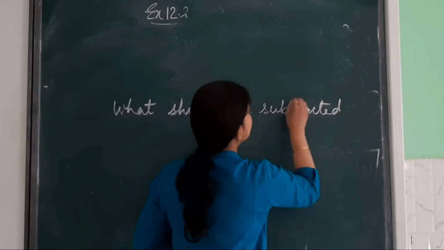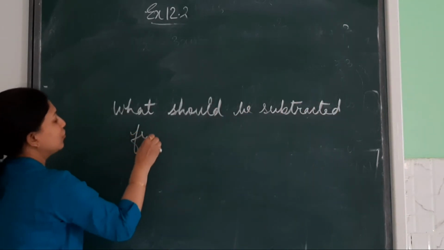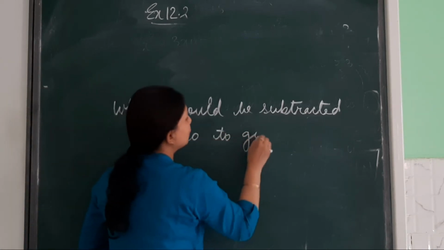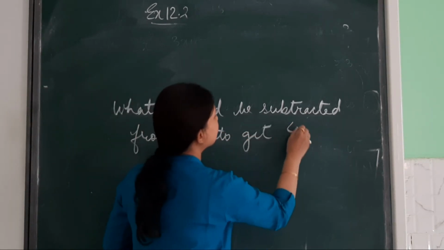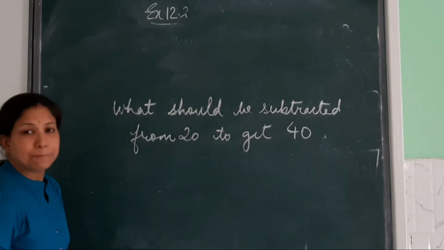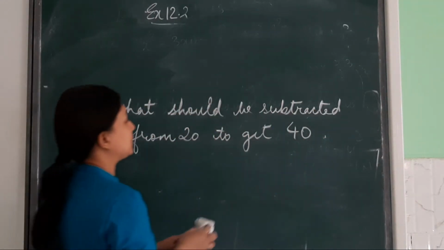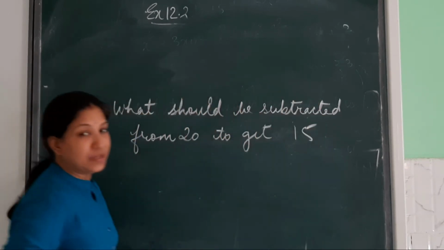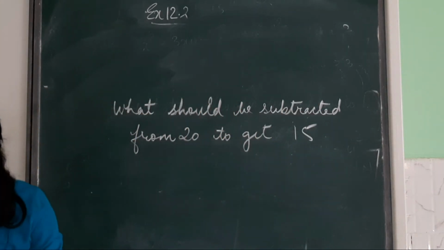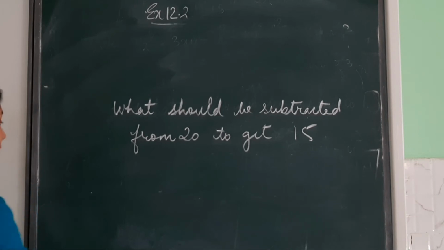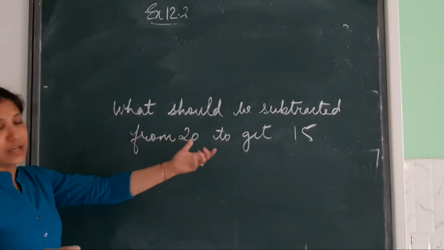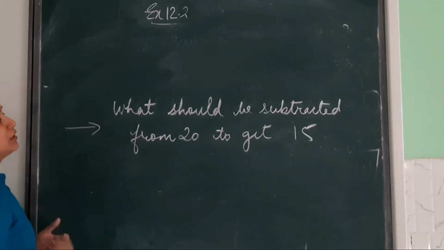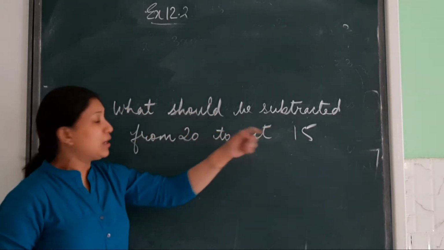What should be subtracted? Take some number, subtracted from 20 to get... take 40, okay, it's more now. Wait. What should be subtracted from 20 to get 15? Suppose I write 40 also, doesn't matter. We will transpose it and we will get it in integer form. Let's see. What should be subtracted from?